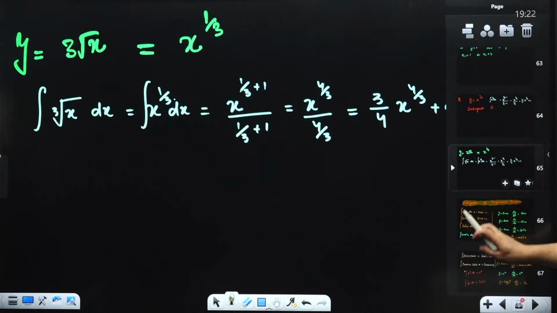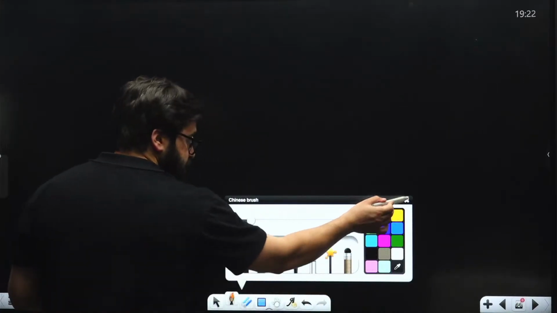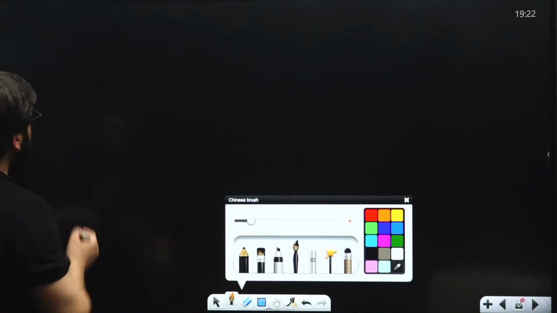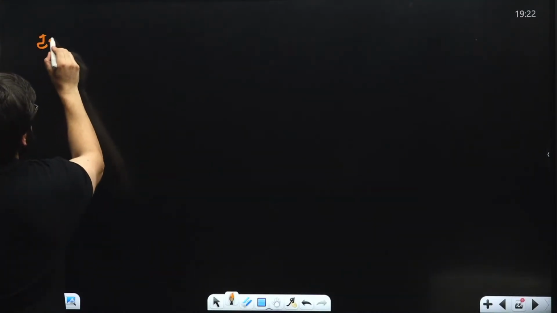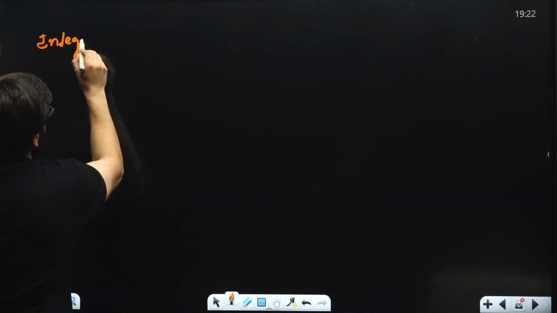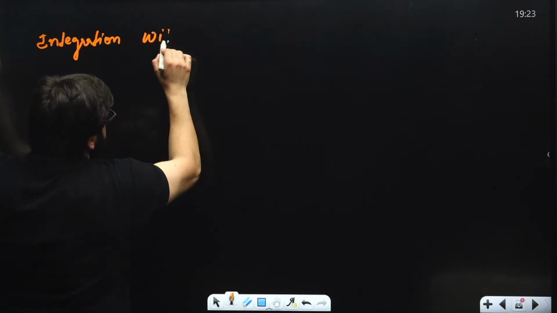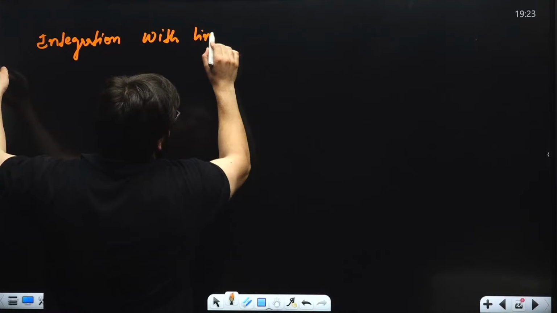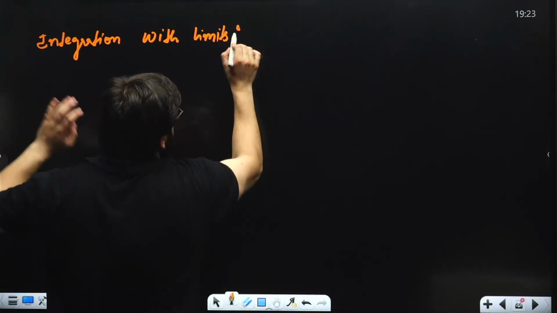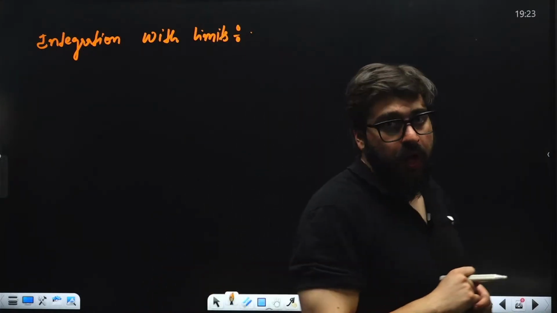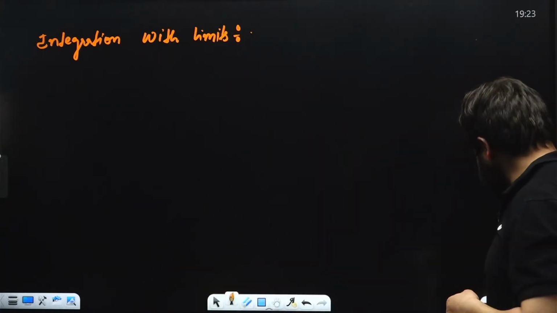Next, let's talk about indefinite integration. Let's talk about integration with limits. See, guys, what is the meaning of integration with limits?